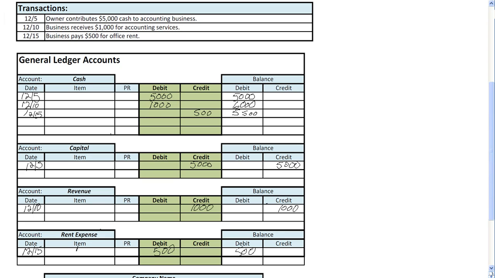So you can see that for every debit you post, there's an equal and opposing credit, and we can also keep track of our running balances in the accounts. What I would like to do next is the next step of making sure that our debits equal our credits, and that would be a trial balance. So I'll finish this video right now, and the next one will go into preparing a trial balance.